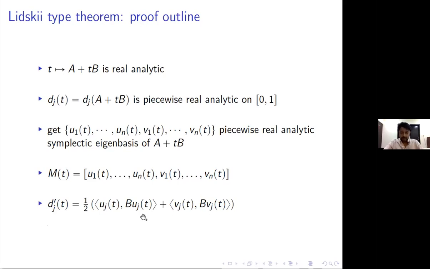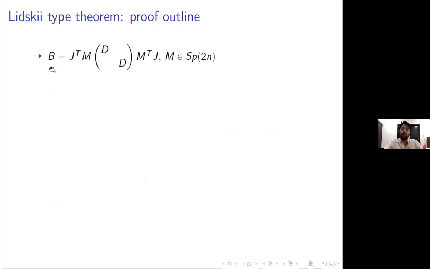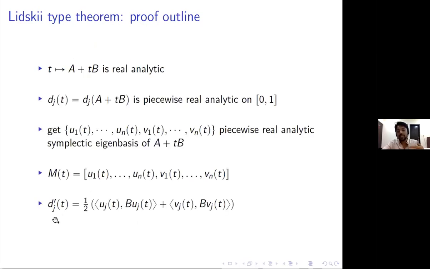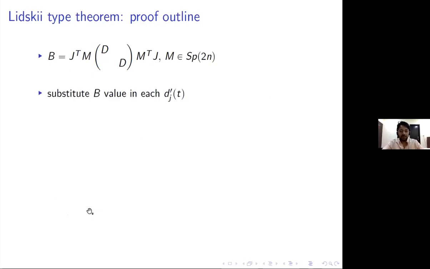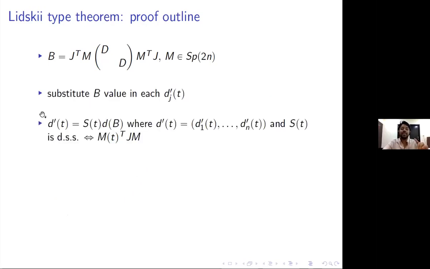Now that we have this expression, we replace B with another matrix. From Williamson's theorem, we know that we can diagonalize B with respect to some symplectic matrix M. Suppose M is that symplectic matrix. Using the property of symplectic matrices, B can be written as J transpose M times D_B times M transpose J, where D_B consists of the symplectic eigenvalues of B. Now, if we substitute this into the expression for d_j prime(t), we get this expression.